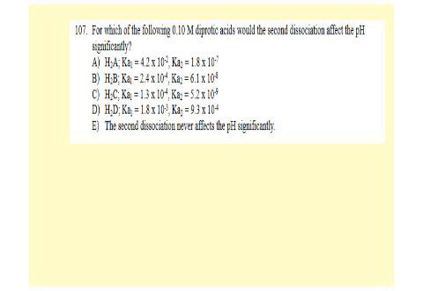Which of the following 0.1 mole diprotic acids with a second dissociation affects pH significantly? This is 5 powers of 10. This is 4 powers of 10. This is 5 powers of 10. This is 1 power of 10. Woo! That would be D.